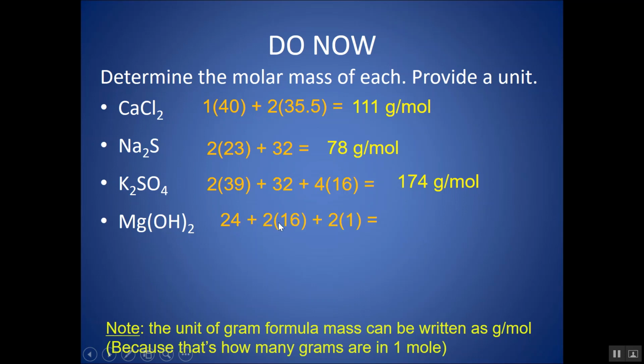There's 2 oxygens that are each 16, distribute that 2, and there's 2 hydrogens that are each 1, so this has a molar mass of about 58.3. This would be 24.3 if I kept that. If you just have 58, that's totally fine. So notice that I could just write grams per mole if they're asking for molar mass as my unit, but it's the same exact number that I was just calculating before using those periodic table masses, which we call atomic masses. That's how many grams are in 1 mole.